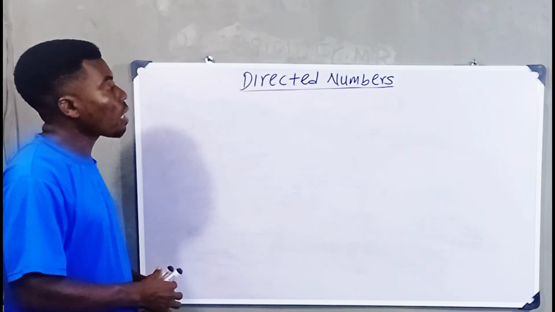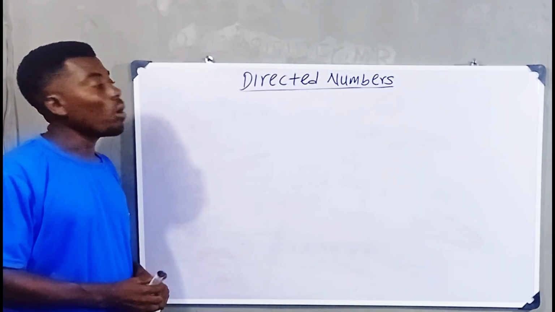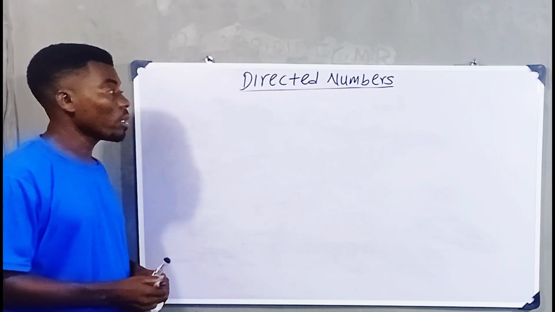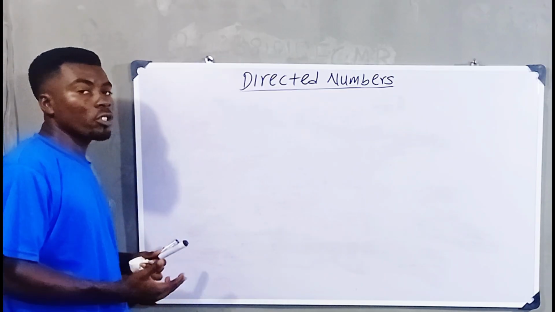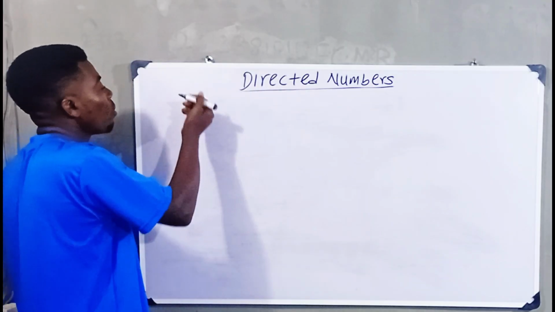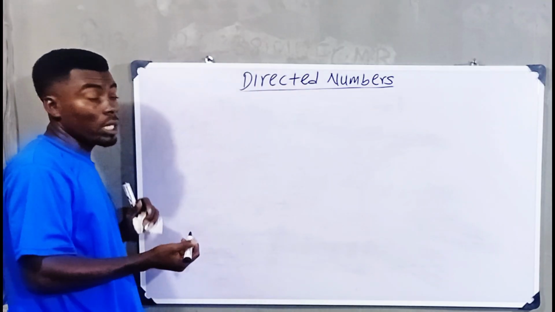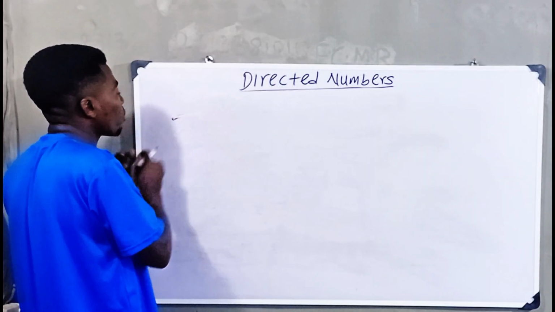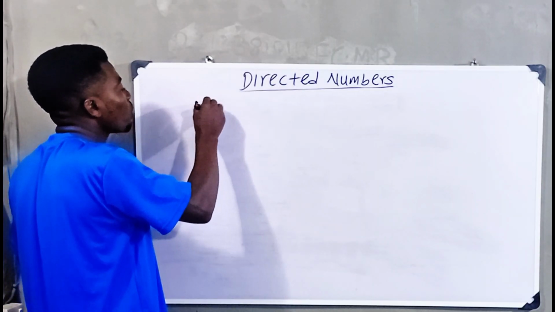This time we are going to explore more on number lines. Directed numbers. So let's look at the relationship between positive and negative signs, both for multiplication and division. Let's look at multiplication.